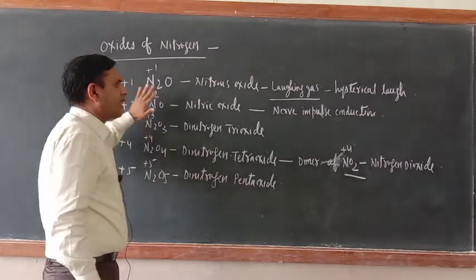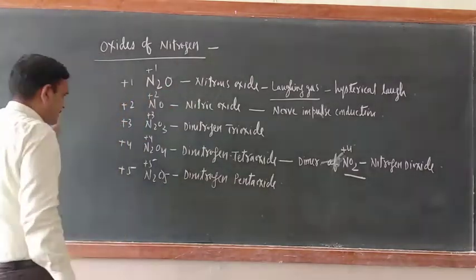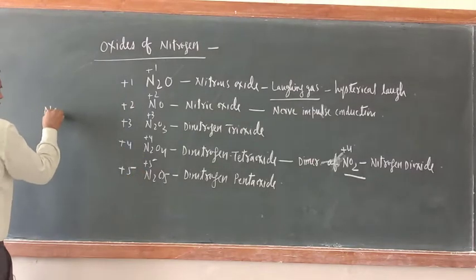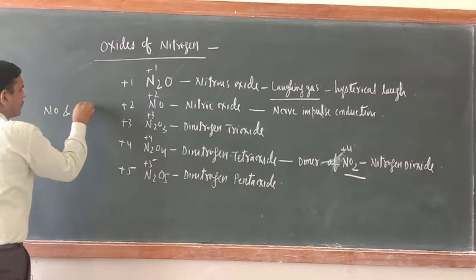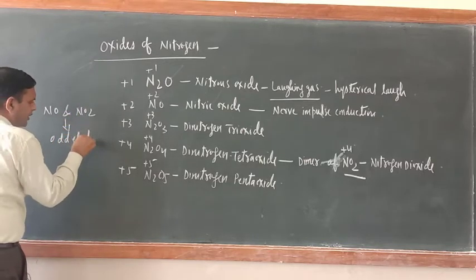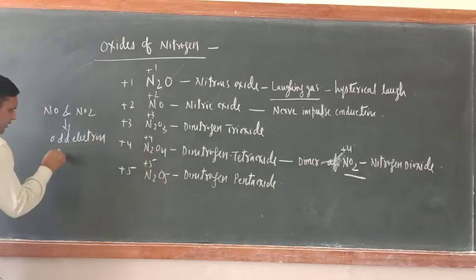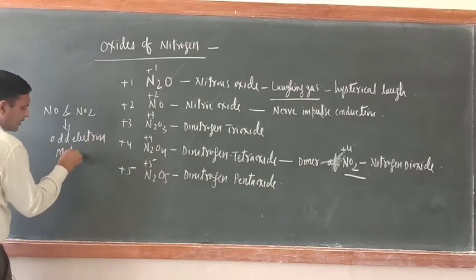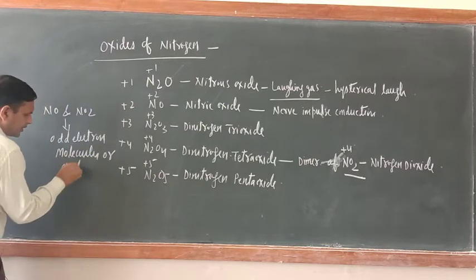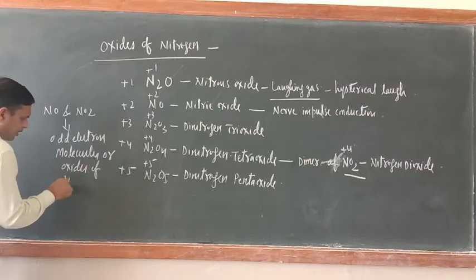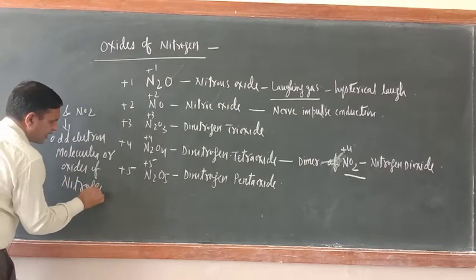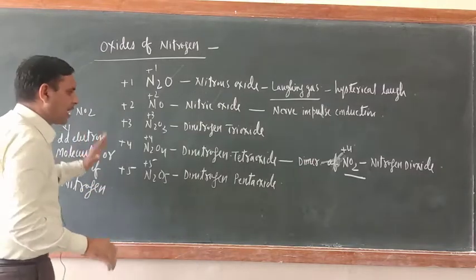One by one, what I will do, there is one more piece of information, that this NO and NO2, these are known as odd electron molecules. Odd electron molecules are oxides of nitrogen. Why they are known as odd electron molecules, that also I will tell you.